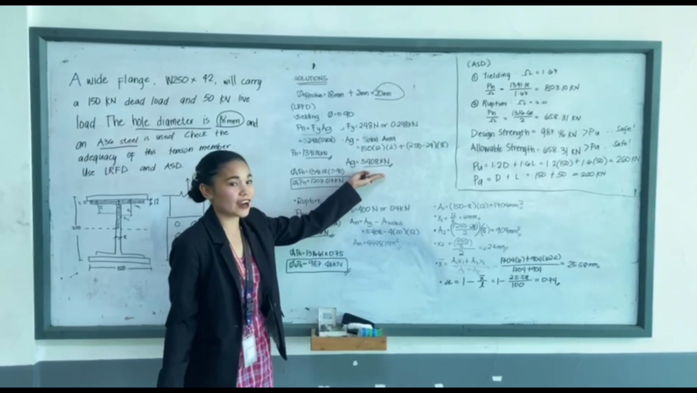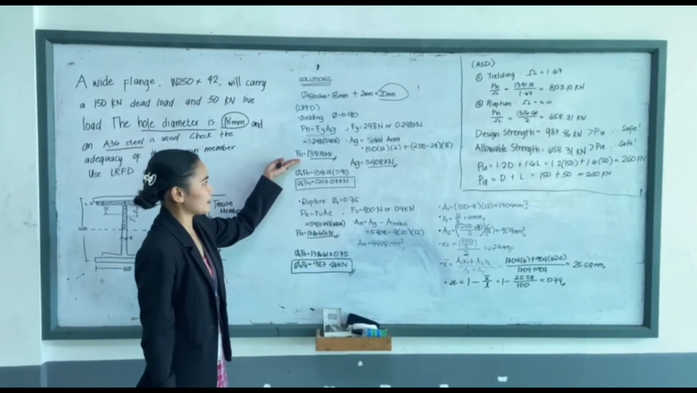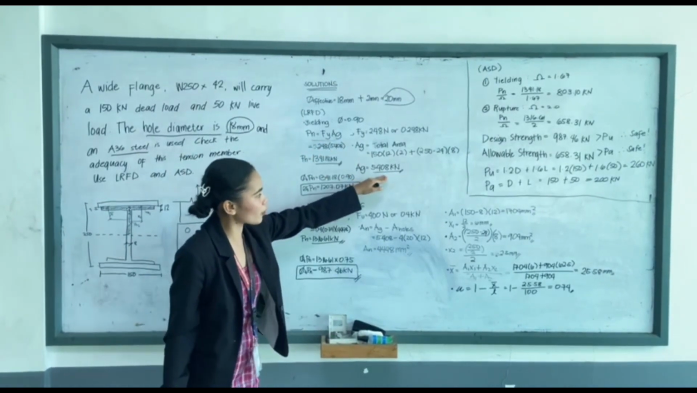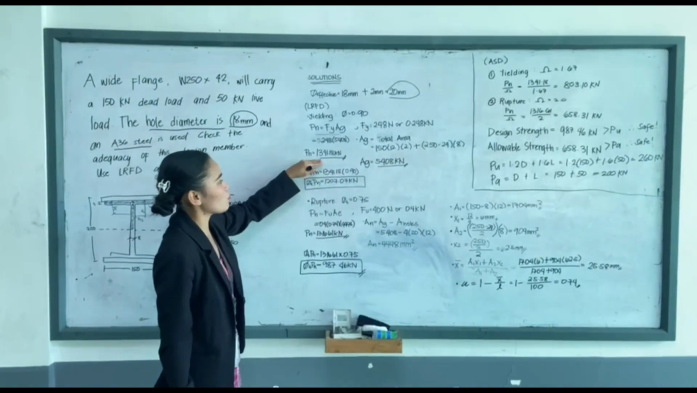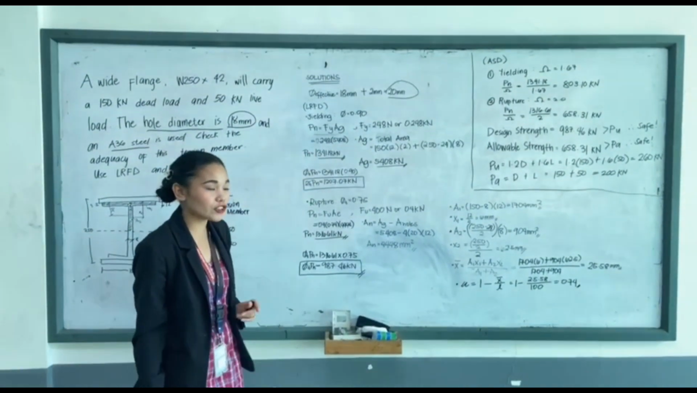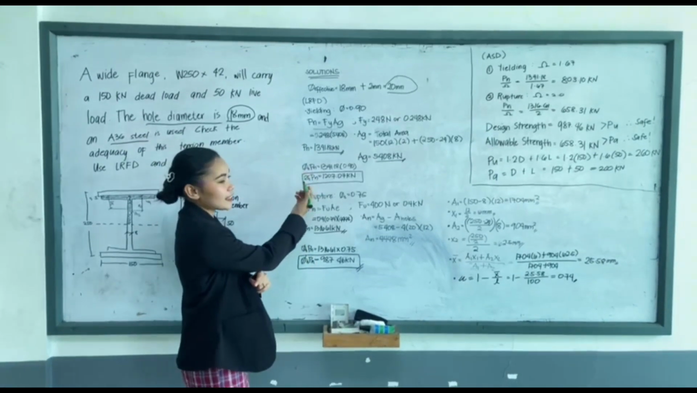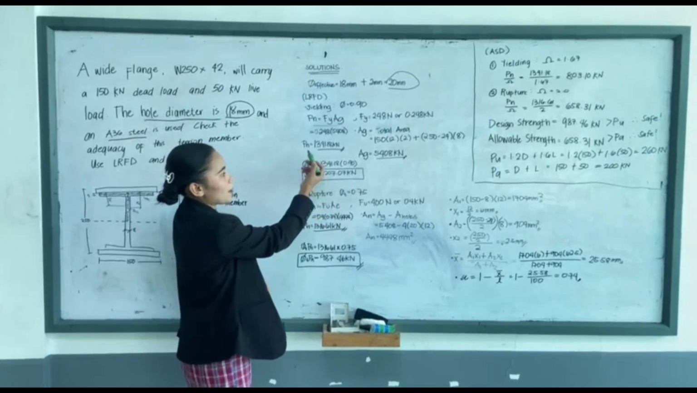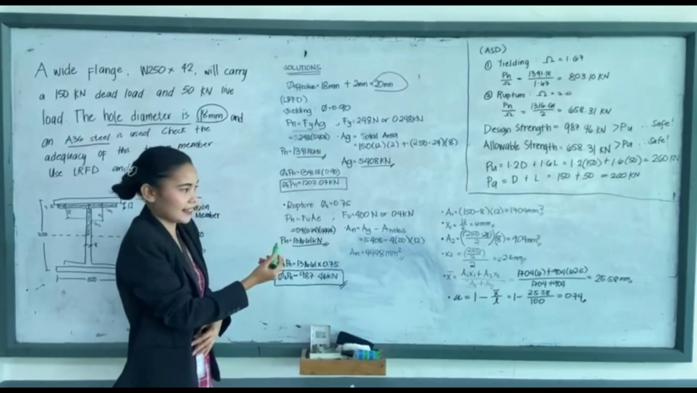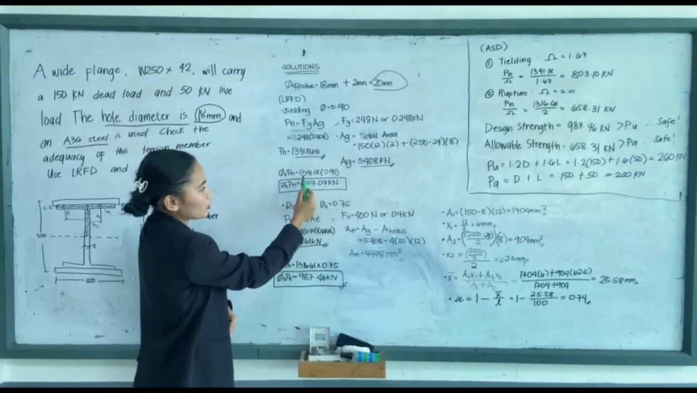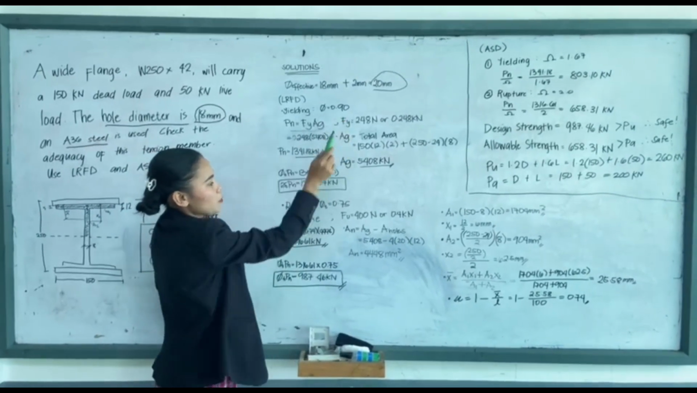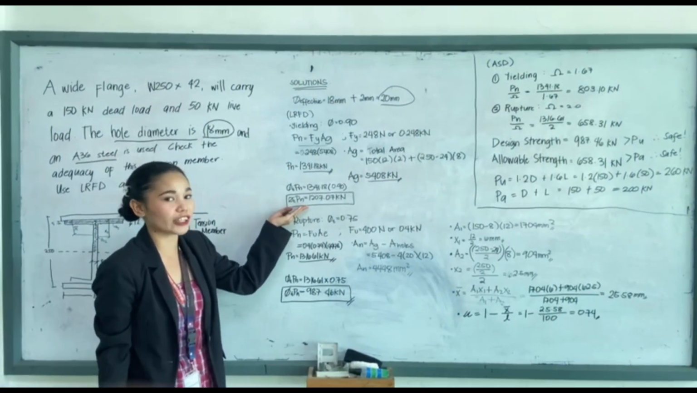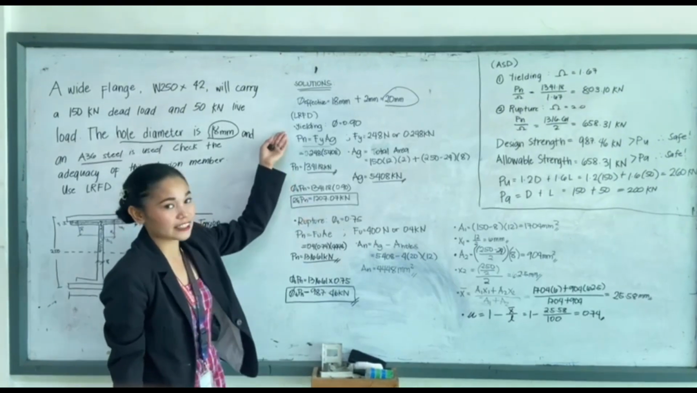After getting the area gross, we go to Pn. So Pn equals Fy times Ag, 0.248 times 5408, we have 1341.18 kilonewton for Pn. Now let's solve the design strength for yielding. You multiply Pn by the given factor. So Pn times factor, 1341.18 times 0.90, we have 1207.07 kilonewton design strength under yielding.